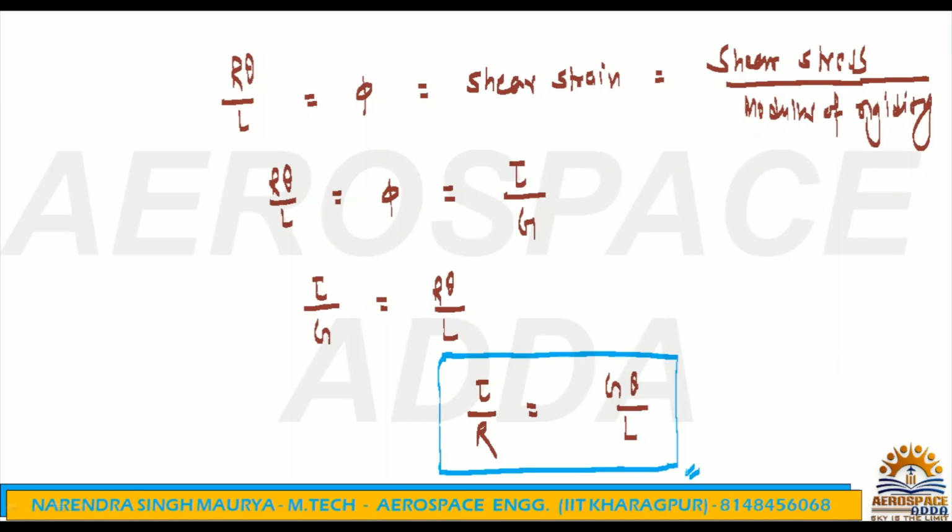Right. Now, tau by R is equal to G theta by L. As you know, it's a relation between the shear stress and the modulus of rigidity, length, and theta is nothing but the twisting angle also, you can say.